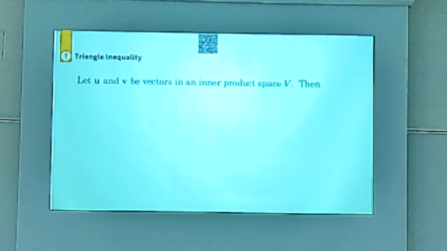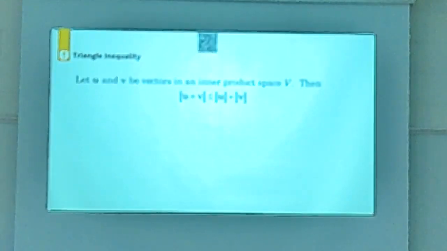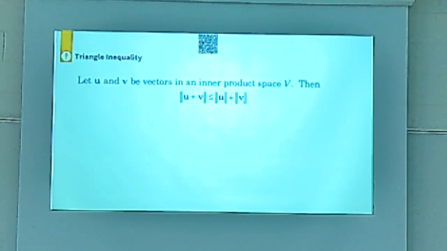Triangle inequality. Let U and V be vectors in an inner product space, then the norm of U plus V is less than or equal to the norm of U plus the norm of V.